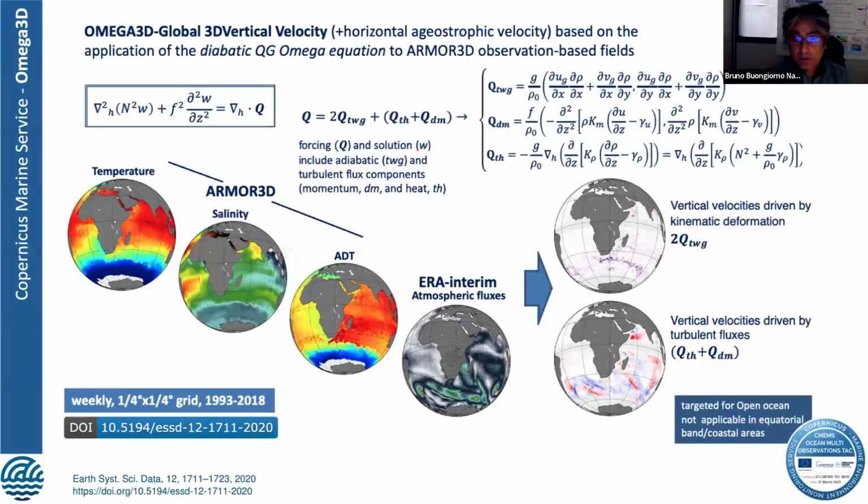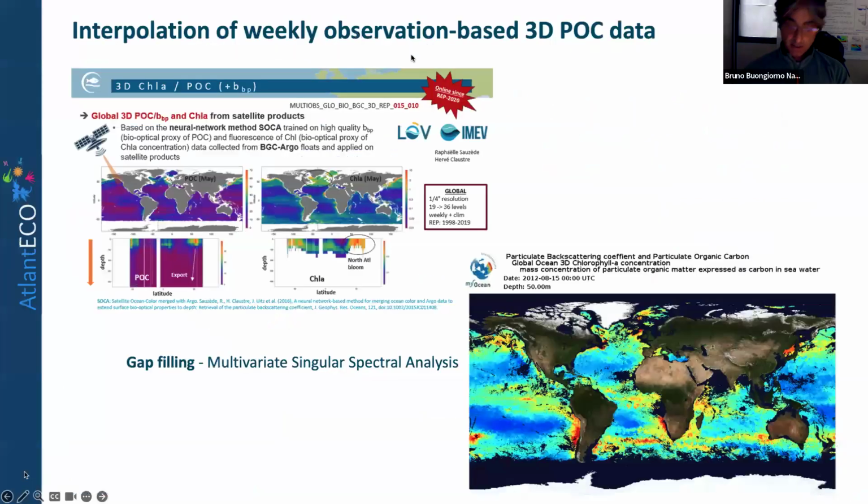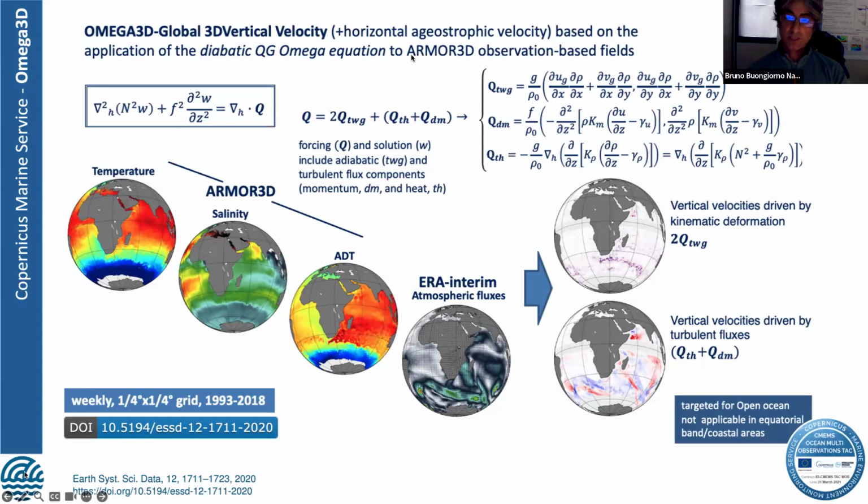I'm not going into the details of how Omega 3D is solved, but let's say that if you know the distribution of density and of geostrophic velocity in 3D, then you can, in the quasi-geostrophic approximation, write down an equation that can be somehow easily solved to obtain an estimate of the W.